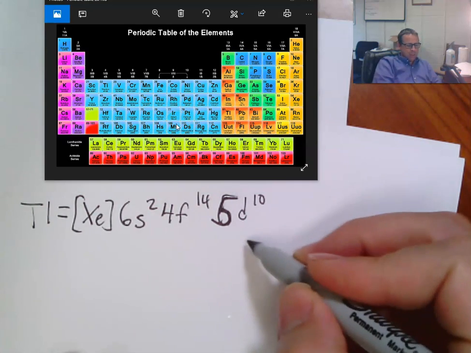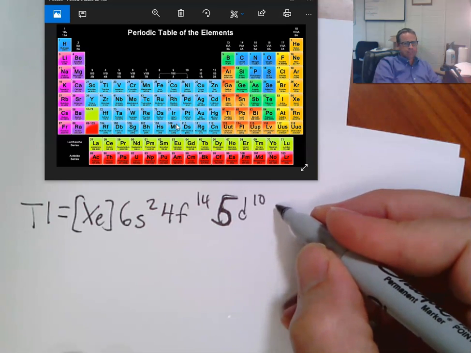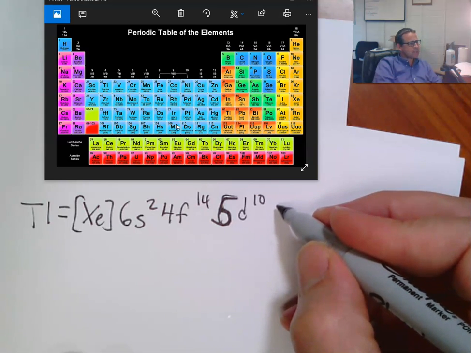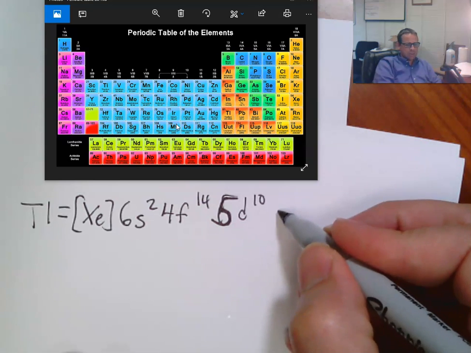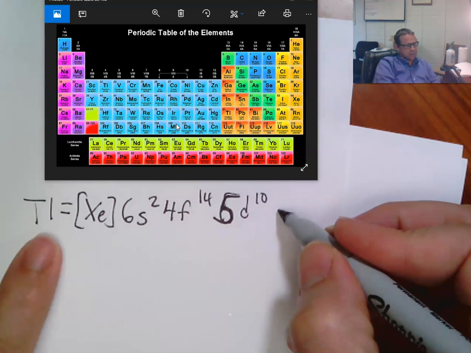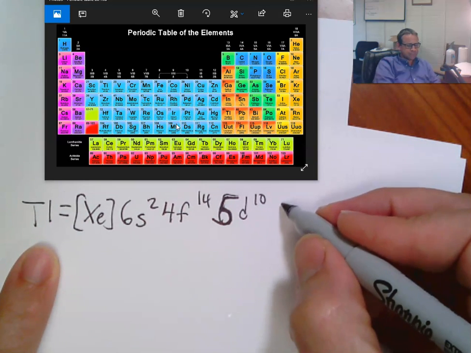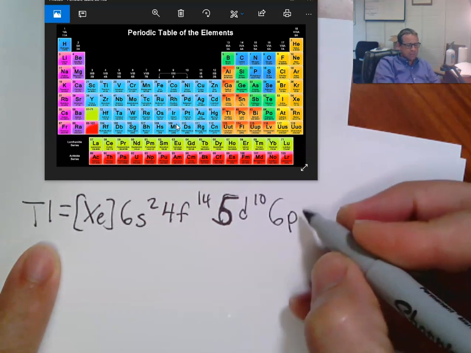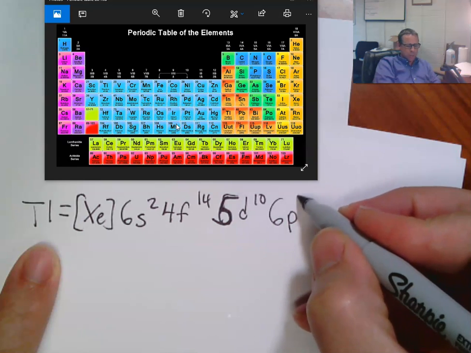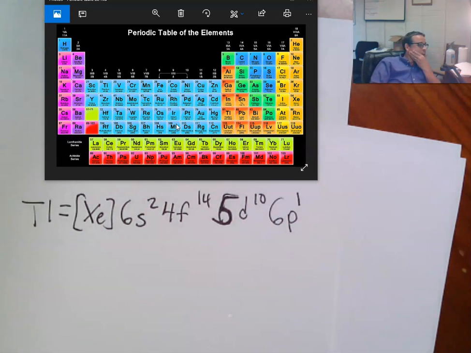All right, and then after we got 5D10, what do we get? Let's see, who's next? Anastasia. After we get 5D10, what's the last electron to get us to thallium? 6p. Very good. And then what's the number? That's right, 6p1. Very good, Anastasia. So Brielle, how many valence electrons does thallium have?